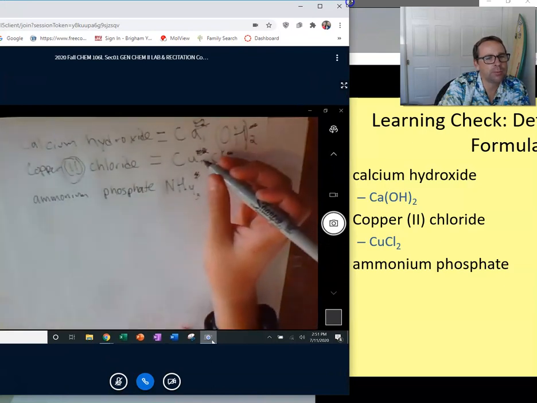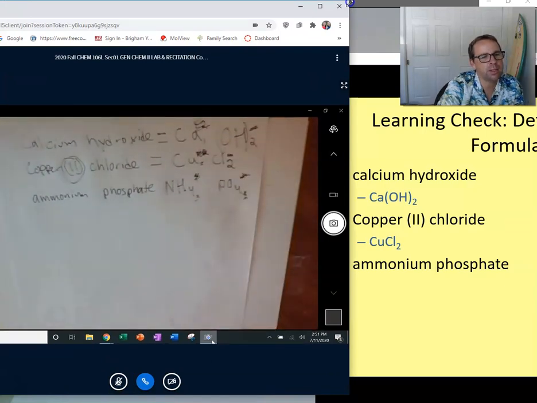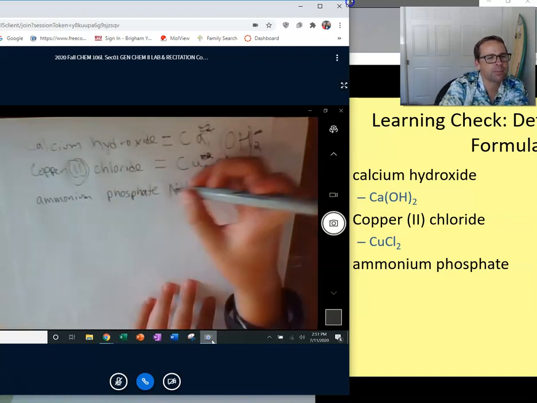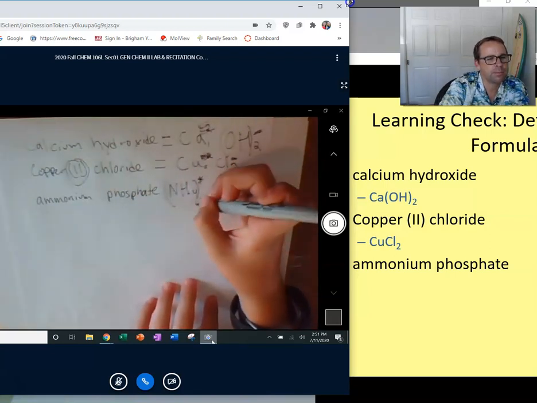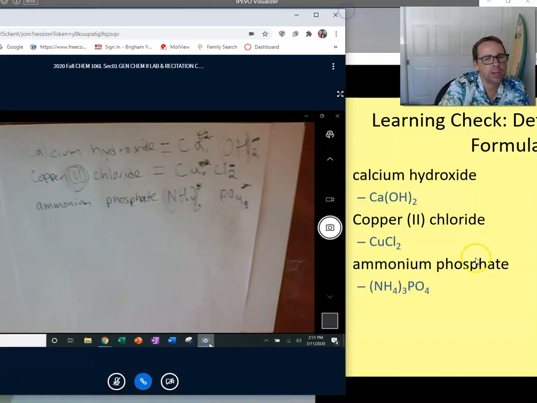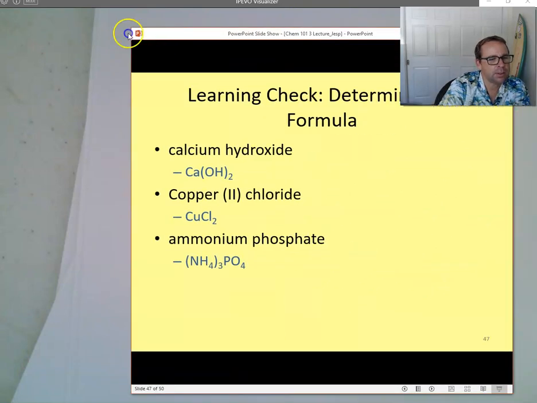Very good. Now, we need the parentheses around the NH4. Is that right? Yep. Very good. Ammonium phosphate. Okay, excellent job.